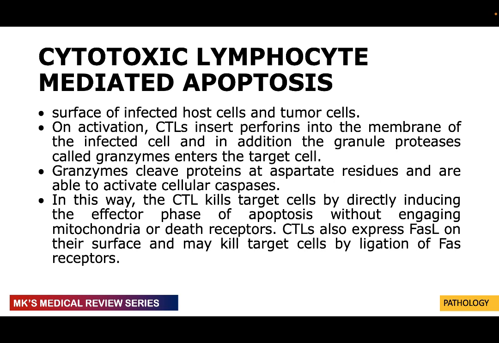Remember that these granzymes can actually cleave the proteins at the aspartate residue and can also activate different cellular caspase enzymes. So in this way, you can have the cytotoxic cells actually killing off specific types of cells that are infected, and this is going to be happening by directly inducing the effector phase of the apoptosis without even engaging in either the mitochondrial or even the death receptor pathways. Remember that the cytotoxic T lymphocytes also can express a Fas ligand on their surface, and they may kill target cells that express the Fas receptor on them.